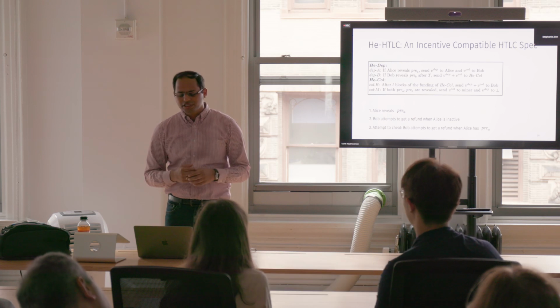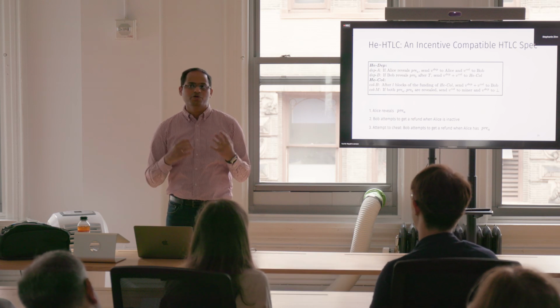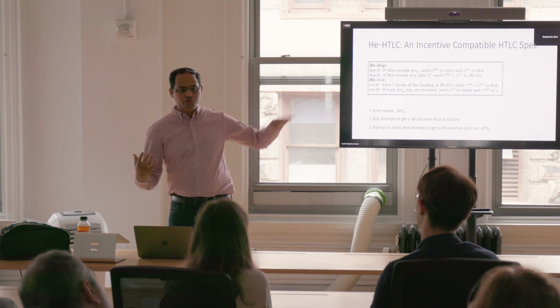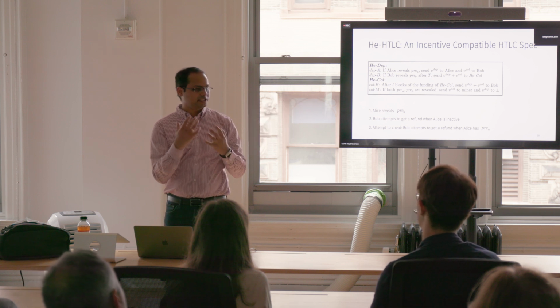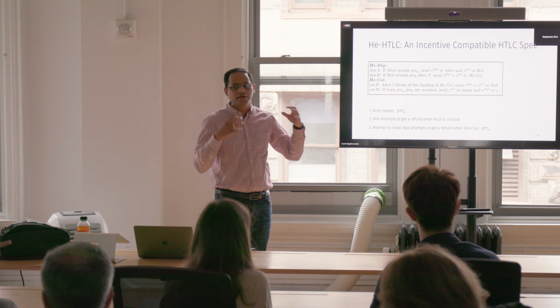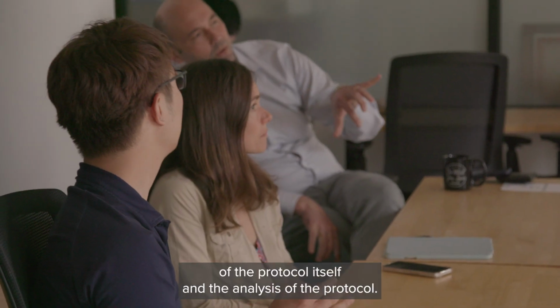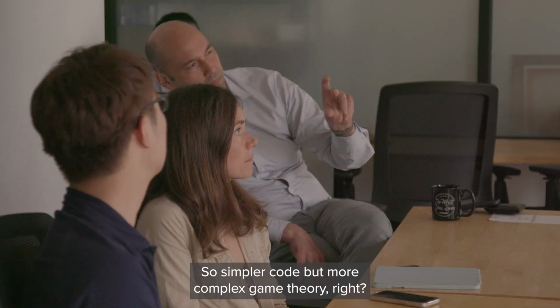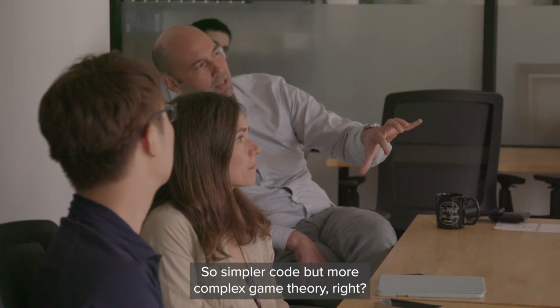So maybe let's chat more about it. You're mentioning this can be a simpler solution than doing something like this. I want to understand why you think it is simpler, because to me this seems simple. I think the question is the complexity of the protocol itself and the analysis of the protocol a little bit, right? So you get a simpler code but a more complex game theory argument, right?